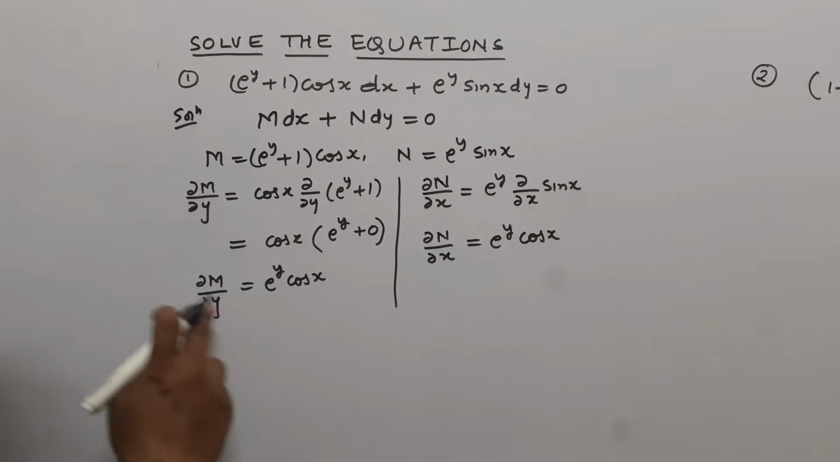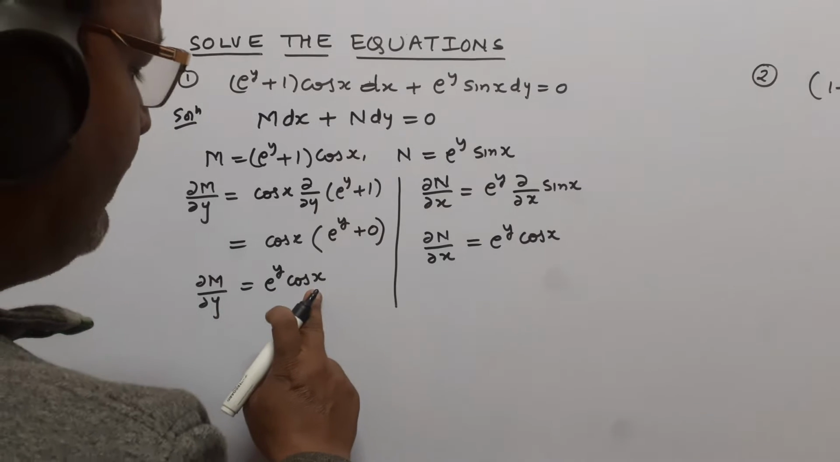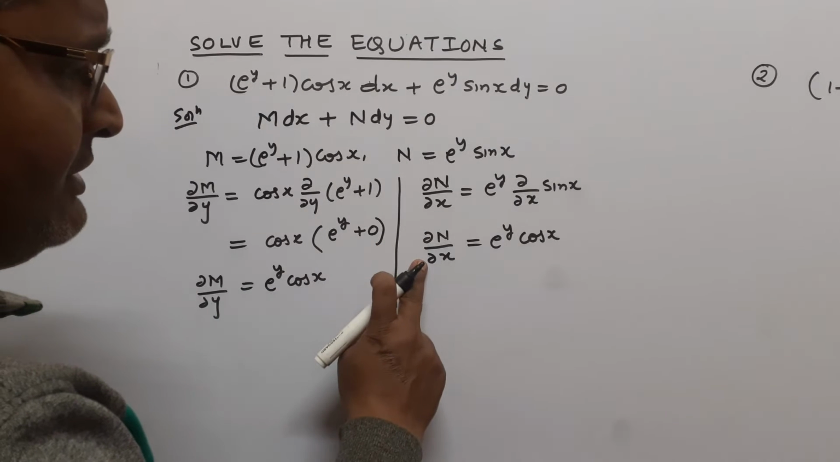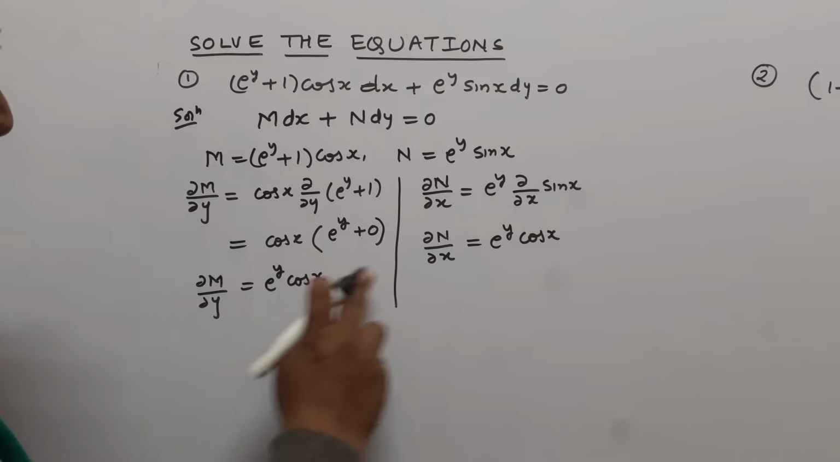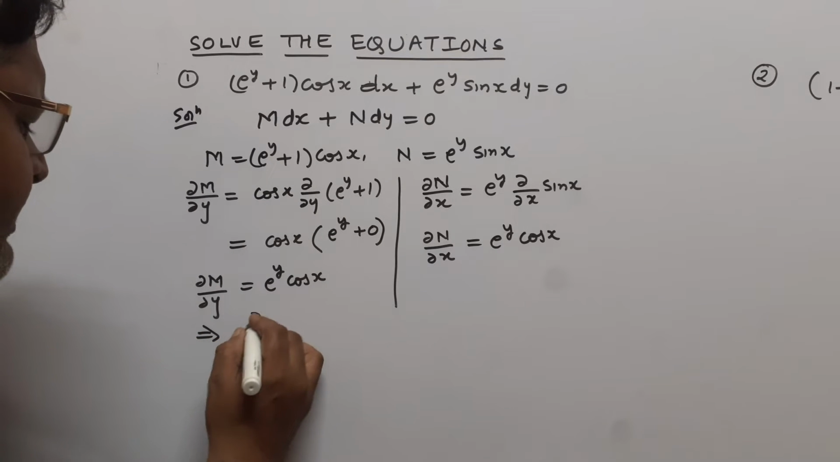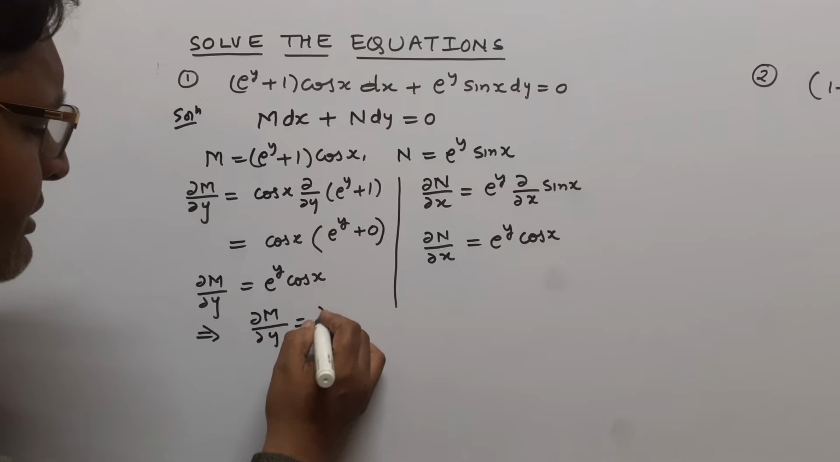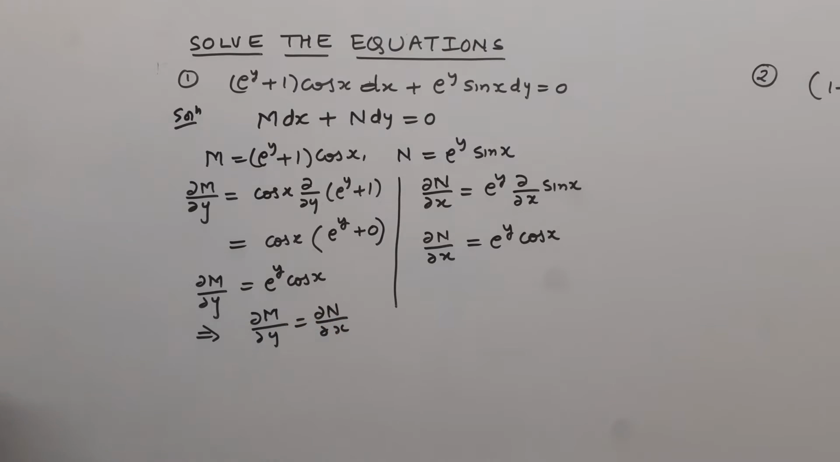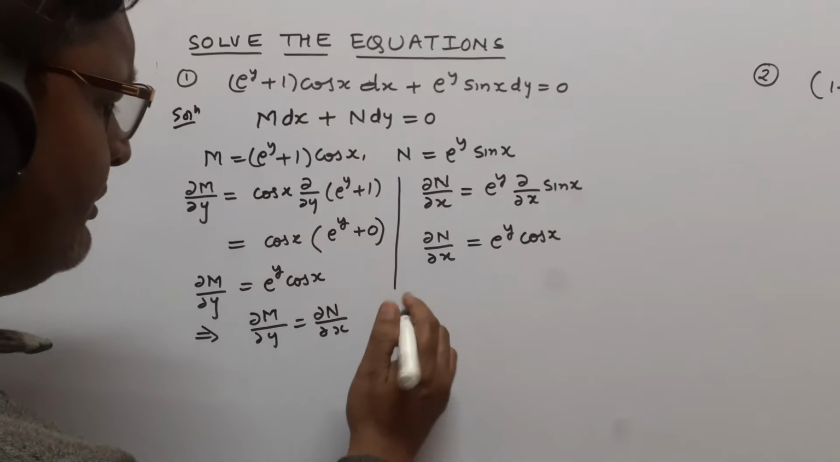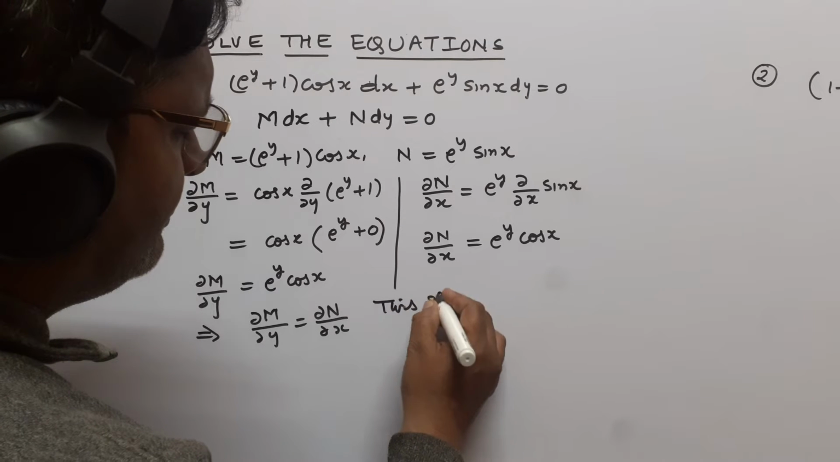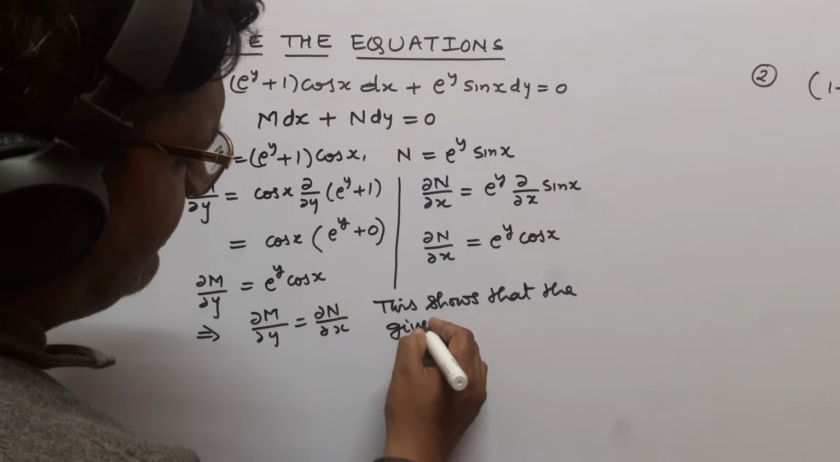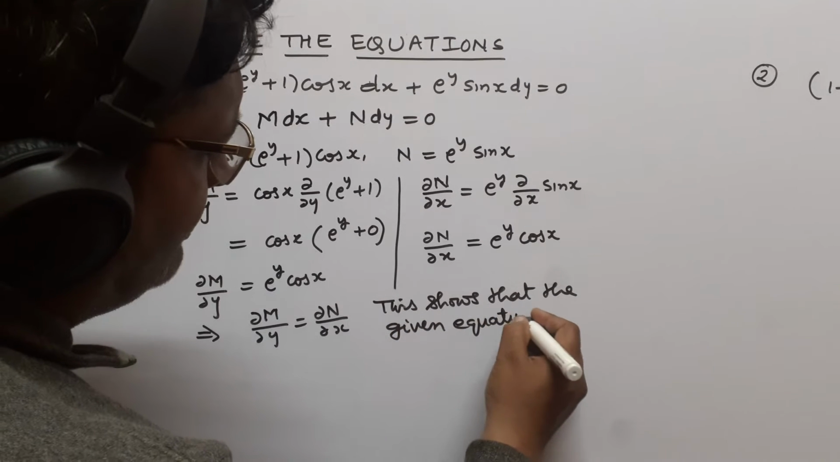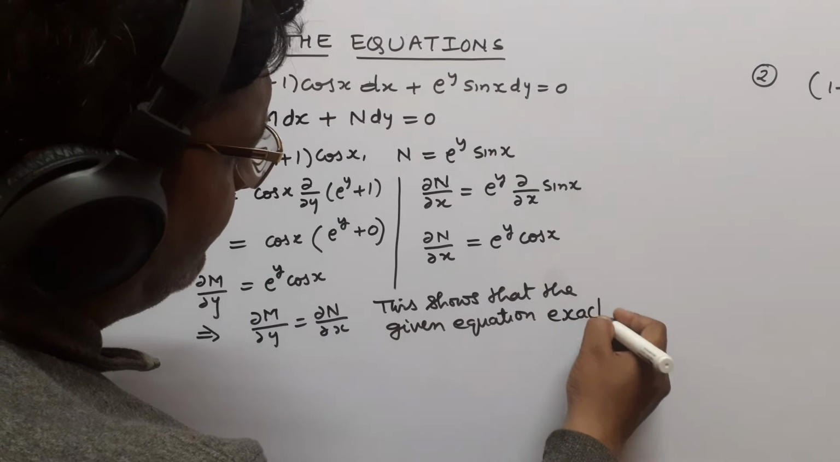Here we can see that del M by del y is e to the power y multiplied by cos x, and del N by del x is equal to e to the power y multiplied by cos x. That means these are equal. So we can write here del M by del y is equal to del N by del x. This shows that the given equation is exact.